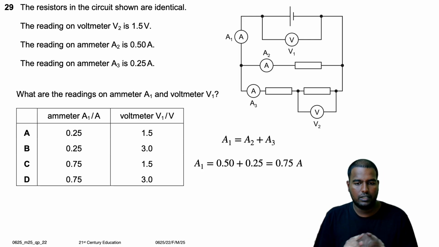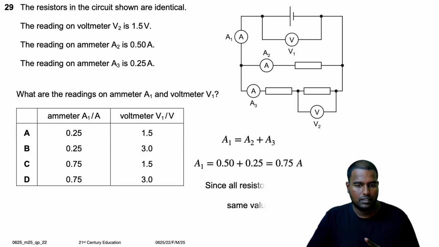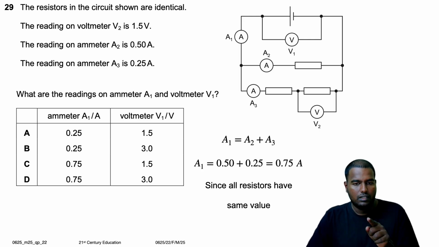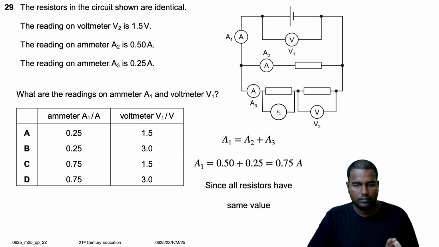V1 is the total voltage or EMF of the battery. Now we know across V2 it's 1.5 volt and they are the same resistors. Okay, the resistors have the same resistance. So if across this V2 it is 1.5 volt, there is one resistor before V2, right? That also should have 1.5 volt.